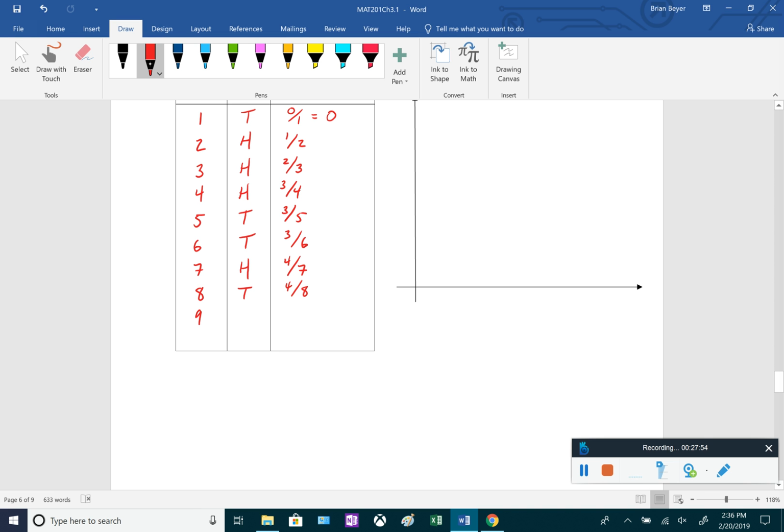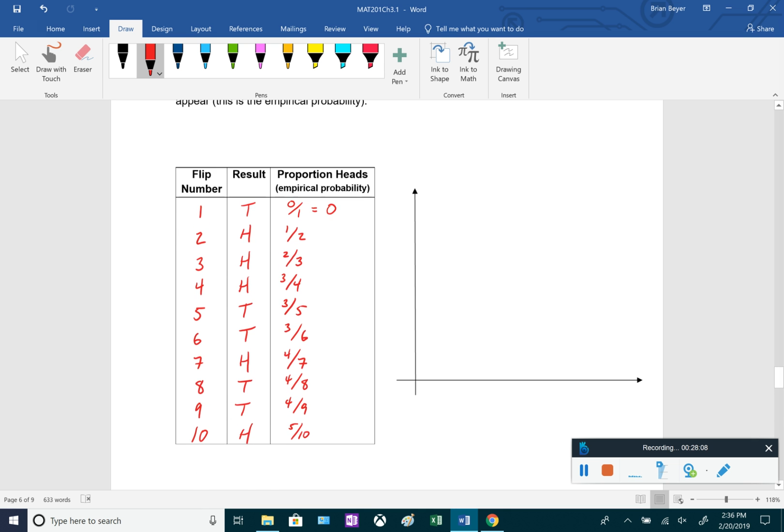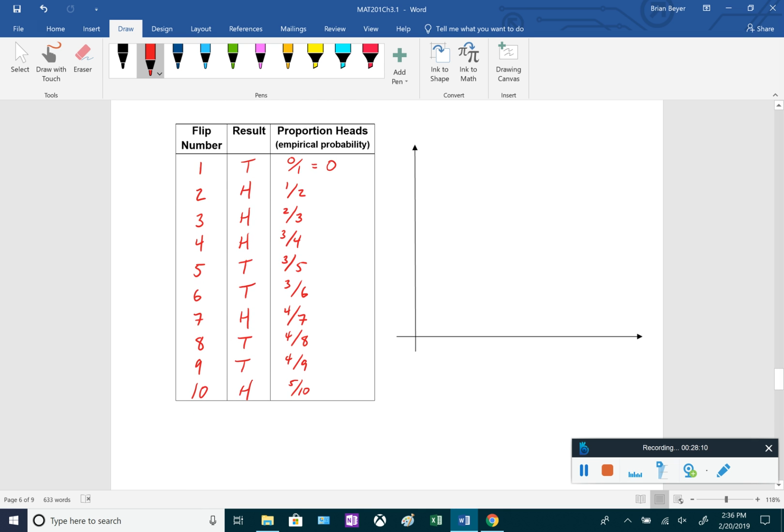9th, I got tails, which is 4 out of 9. And 10th, I got heads, which was 5 out of 10. So we could have kept on going if we wanted to. I stopped at 10 because it gets the point across. So let me take this data and plop it down on this graph.